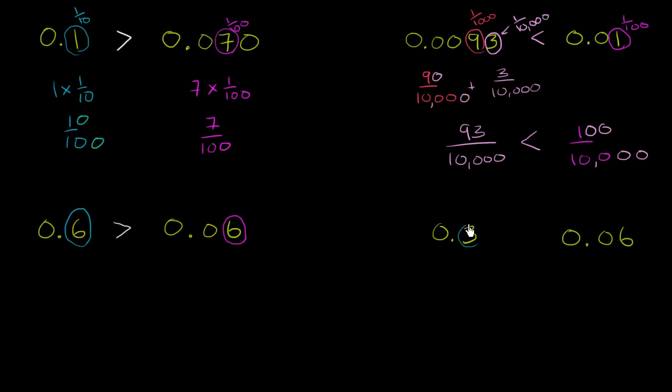Now let's think about 0.3 versus 0.06. So this 3 literally represents 3 tenths. While this 6 right over here represents 6 hundredths. And if you wanted to compare them directly, you could multiply 3 tenths, both the numerator and the denominator, by 10, so you're not changing its value. 10 over 10 is essentially 1. So this becomes 30 over 100. 3 tenths is the same thing as 30 over 100, and 30 over 100 is a lot larger than 6 over 100. So this is greater than.